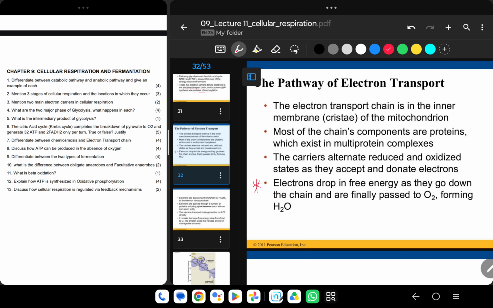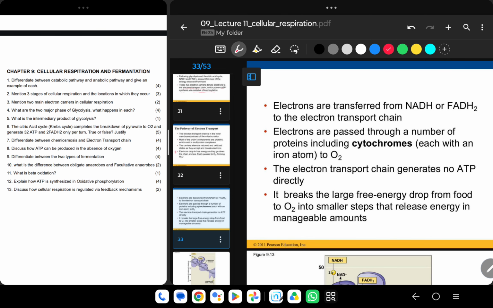So during the pathway, electrons, remember we said that we get them from NADH and FADH2. Those electrons get transported to the electron transport chain with the help of proteins, which are also called the cytochromes. So the electron transport chain generates no ATP directly.